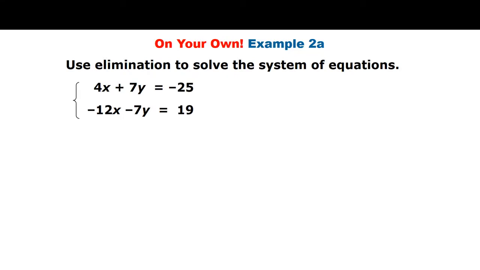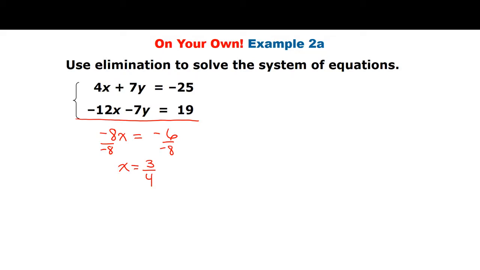Okay, welcome back. So the first one is relatively easy because we can see right away when I add my two equations together, 7x and a negative 7x equals 0. So I just have 4 plus a negative 12x is a negative 8x equals, and negative 25 plus 19 is negative 6. So I'm going to divide both sides by negative 8. I end up with x equals positive 3 over 4. 2 goes into both of those.